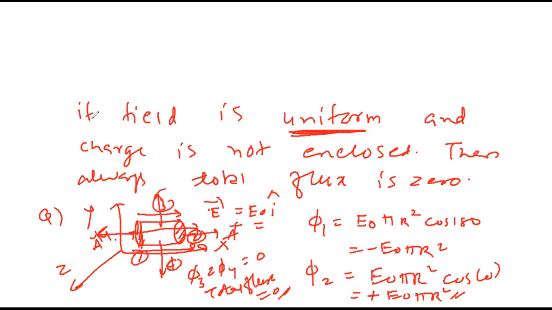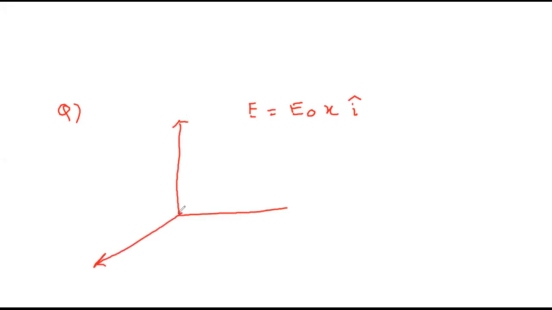Is this diagram completed? Yes, sir. Yes, sir. Now see, be careful. If the field is uniform, then only you are getting flux as zero. Now, if I say E is E naught x i cap, is the field uniform or non-uniform? Yes, non-uniform, because at different values of x, E will be different.